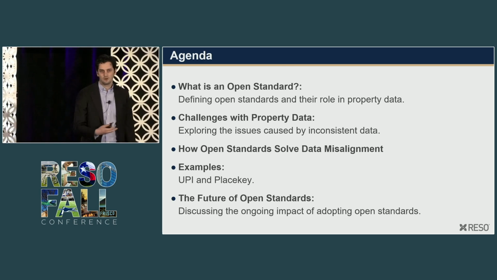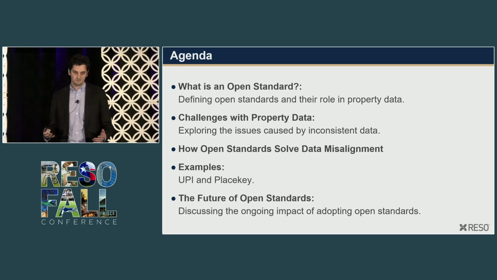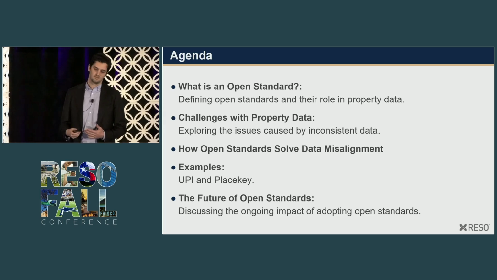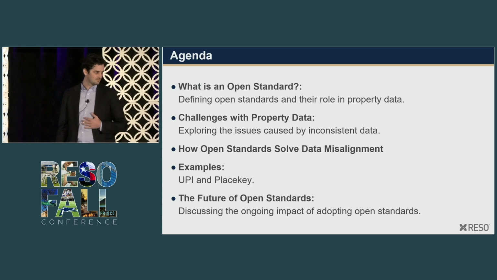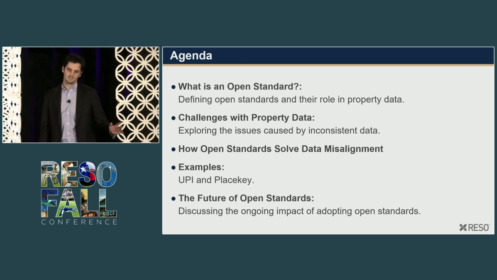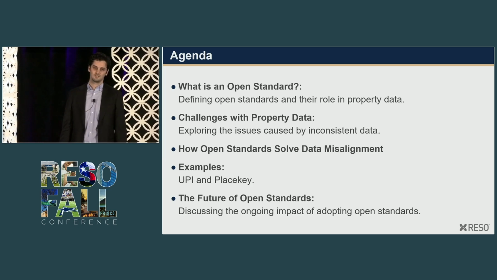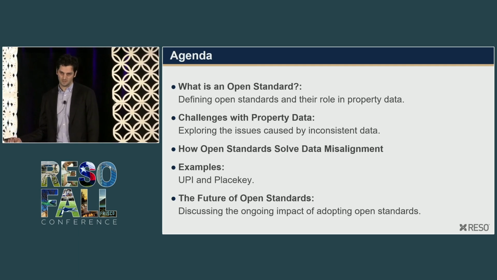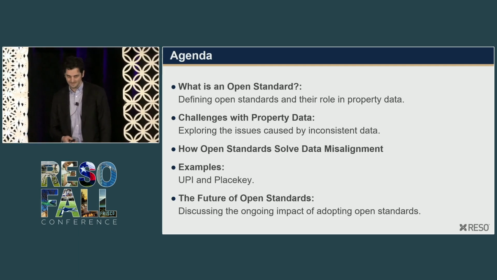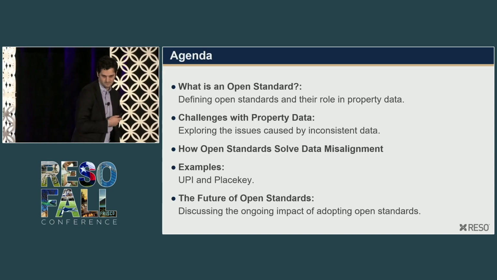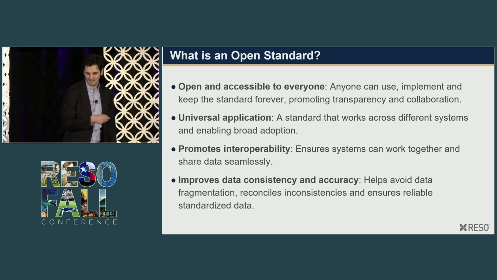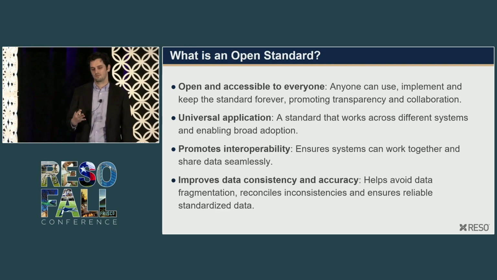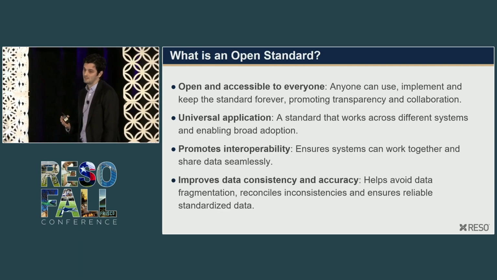The next is how an open standard can help solve these problems, but more specifically, why we should all adopt it to make this better. Then I'm going to dive into two examples, ourselves and UPI. There's a really great discussion in the work group later today, so I highly recommend everyone going to that. Then also where the future of open standards is going and why we should all think about it. Okay. An open standard, there are like 4 key points that I think make a standard open and accessible.